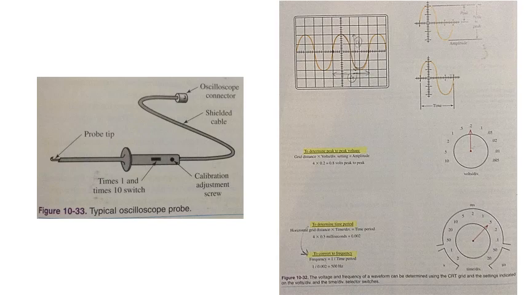To find the frequency of the wave, we divide 1 by the time period. In the example in figure 10-32, the frequency is equal to 500 Hz, or 1 divided by 0.002, which is 500.